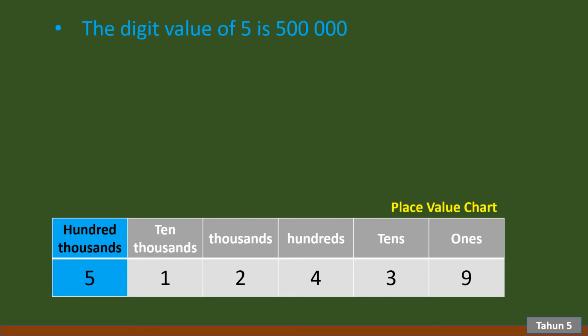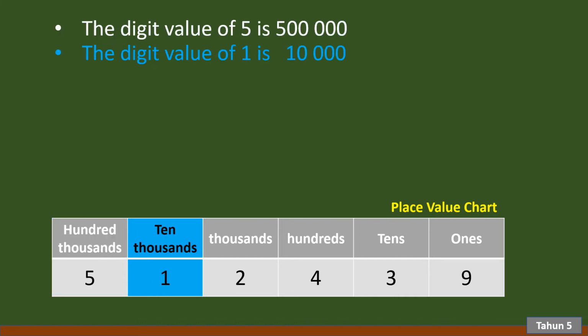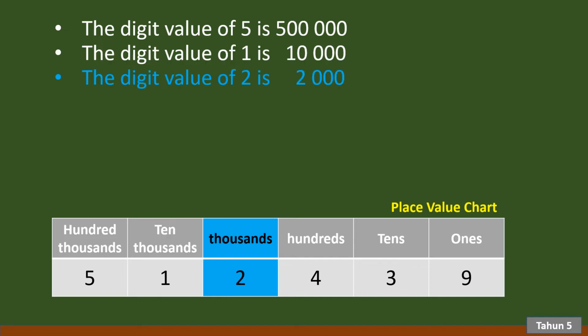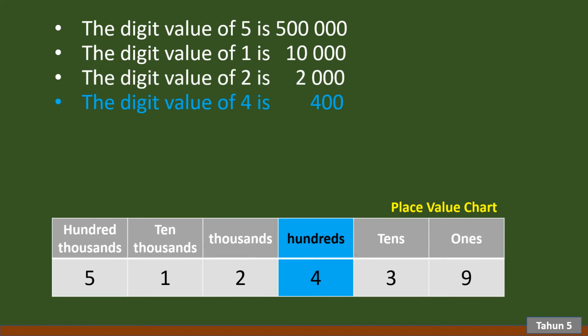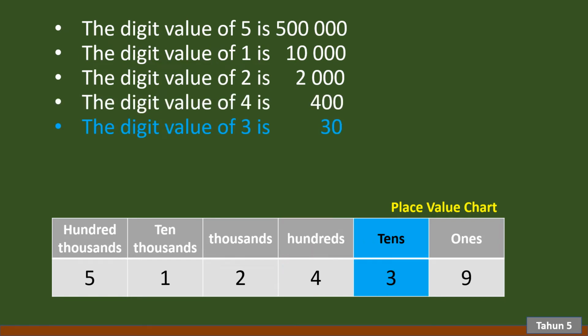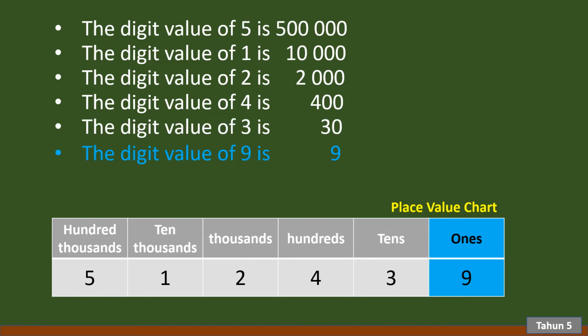The digit value of 5 is 500,000. The digit value of 1 is 10,000. The digit value of 2 is 2,000. The digit value of 4 is 400. The digit value of 3 is 30. And the digit value of 9 is 9.